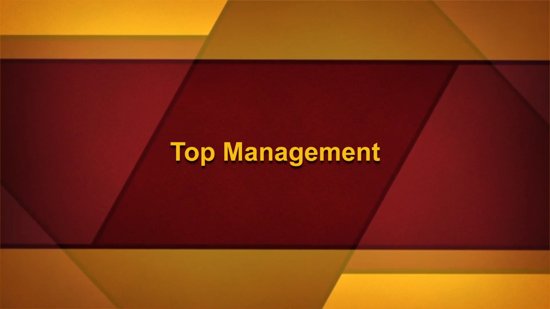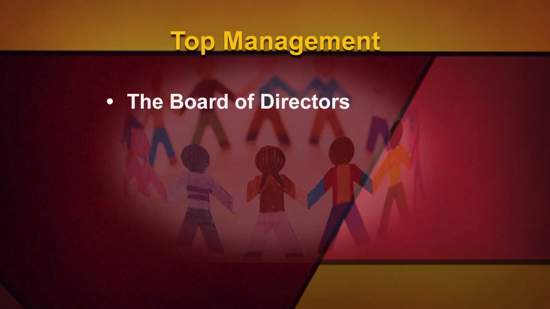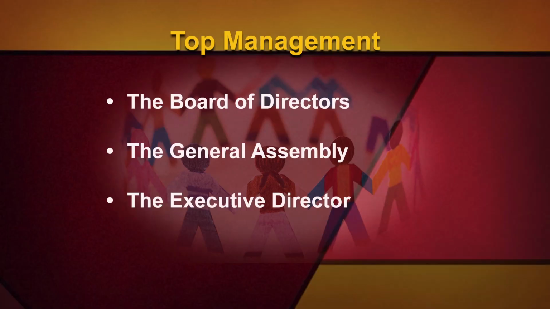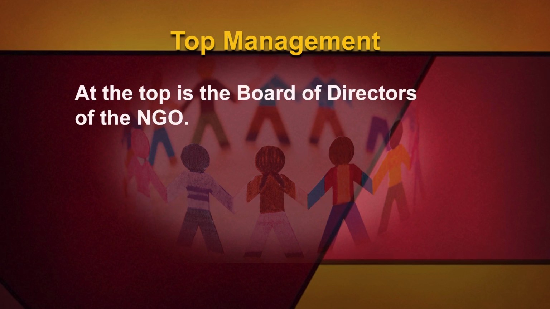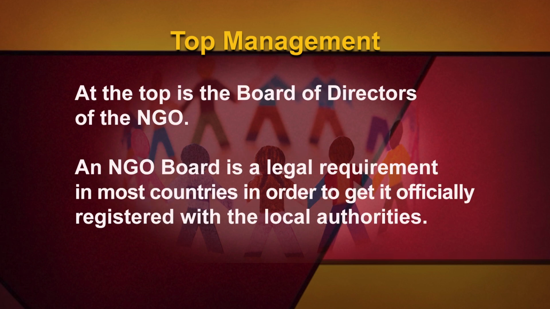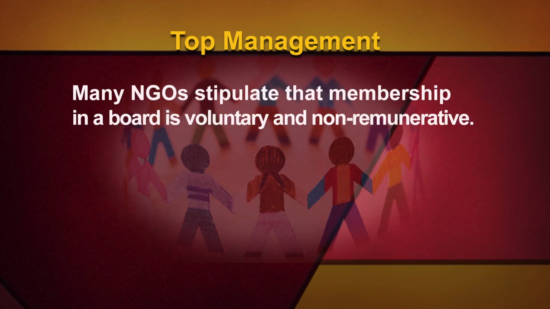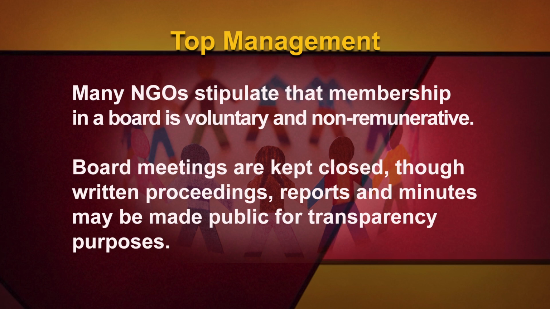Top management. The top management of an NGO consists of 3 entities: the Board of Directors, the General Assembly, and the Executive Director. At the top is the Board of Directors of an NGO. An NGO board is a legal requirement in most countries, in order to get it officially registered with the local authorities. Many NGOs stipulate that membership in a board is voluntary and non-remunerative. Board meetings are kept closed, though written proceedings, reports, and minutes may be made public for transparency purposes.